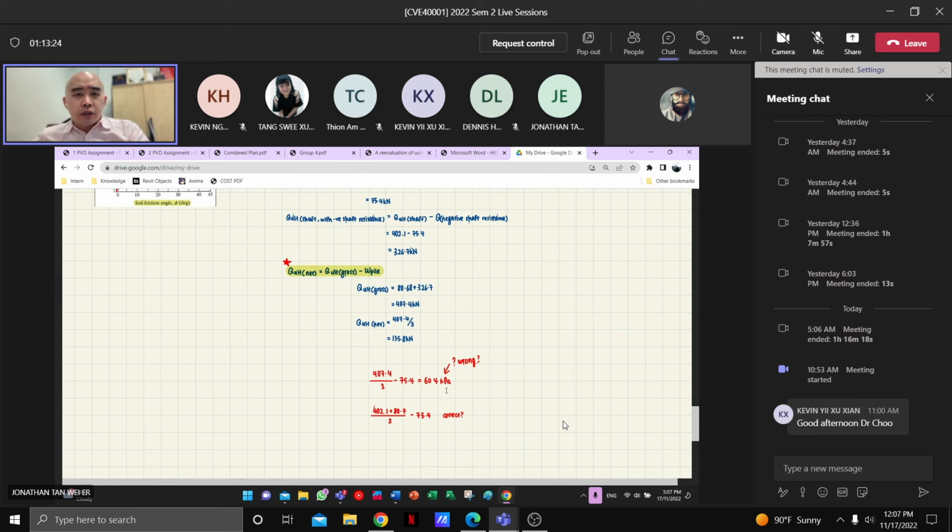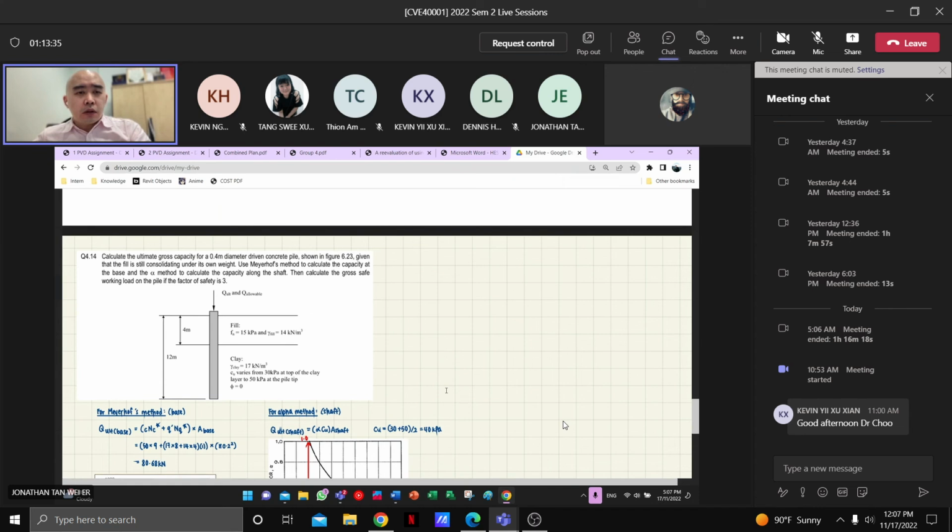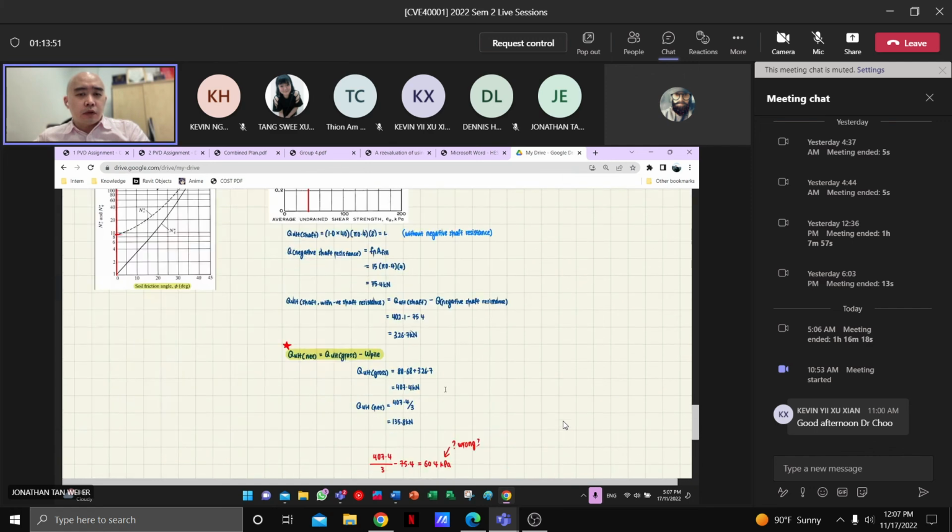This is question 4.14, is it? Yeah. Okay, could you show me the question? Okay, calculate the ultimate gross capacity. So this is NSF, the piles are consolidating. Okay. Calculate the gross safe working load. This is gross.